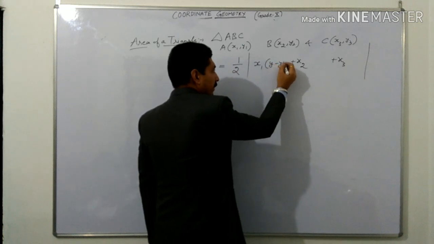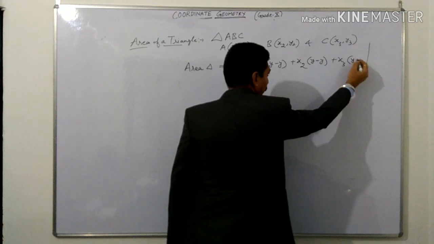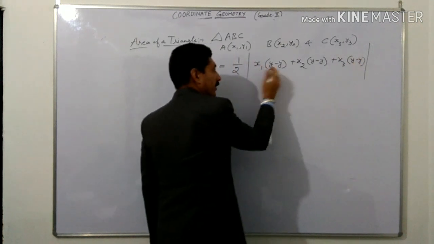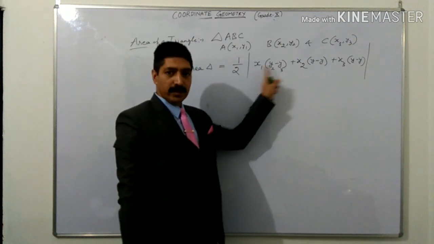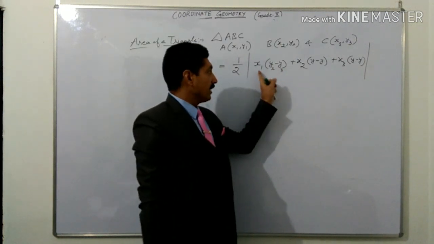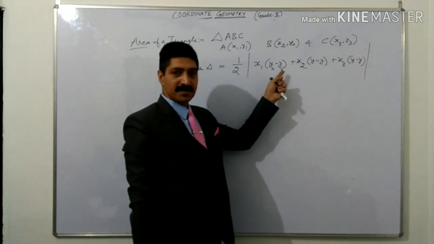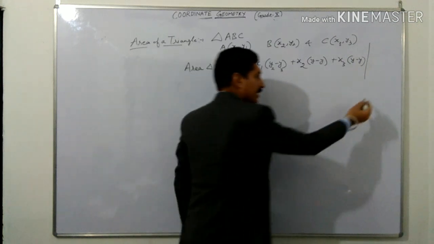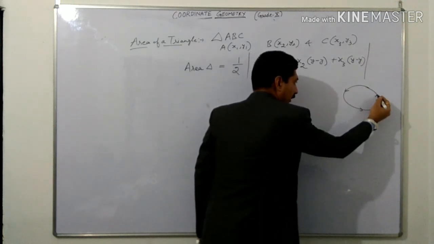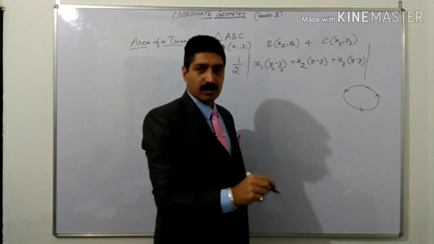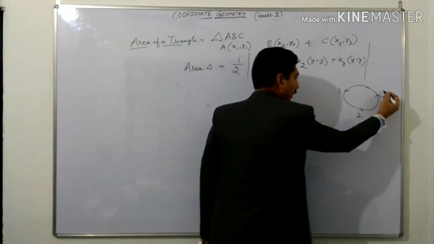Here y, minus and y minus. So we know 1, 2, 3, x1, x2, x3. First you have to remember that after 1 comes 2, then 3. If you forget, just make a circle with three arrows, clockwise or anti-clockwise, and write the numbers in the same order: 1, 2 and 3.